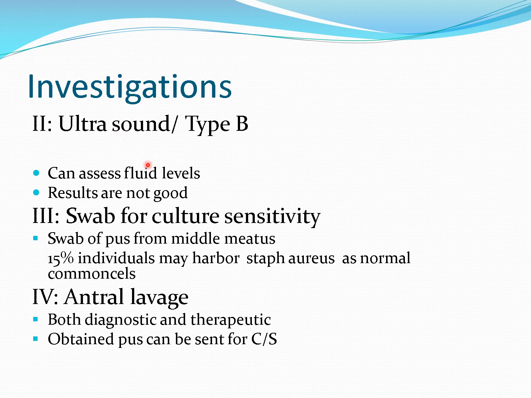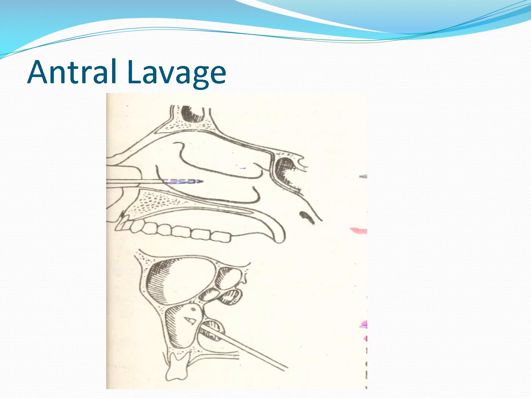Ultrasound, if we are suspecting pus in the sinuses, we can do ultrasound. Type B can be advised. And then swab for culture sensitivity. If there is pus inside the nasal cavity, we can take swab for culture sensitivity. And in antral lavage, we can wash the maxillary sinus and we can collect the secretions of the maxillary sinus. So it can be diagnostic as well as therapeutic. It is done through inferior meatus with the help of trocar cannula.